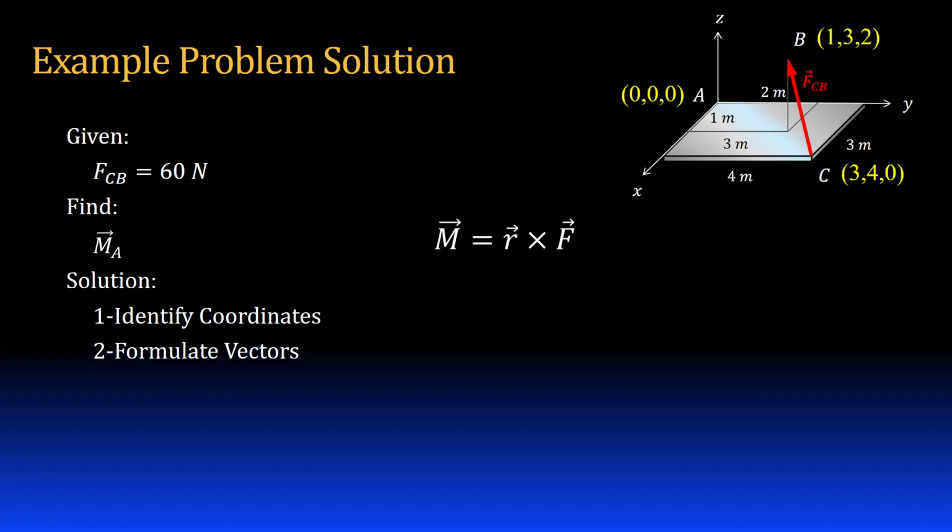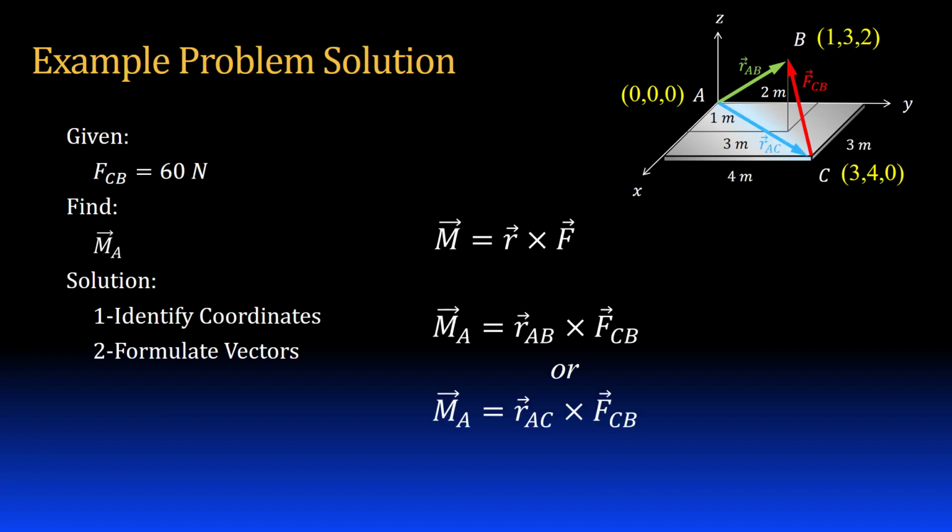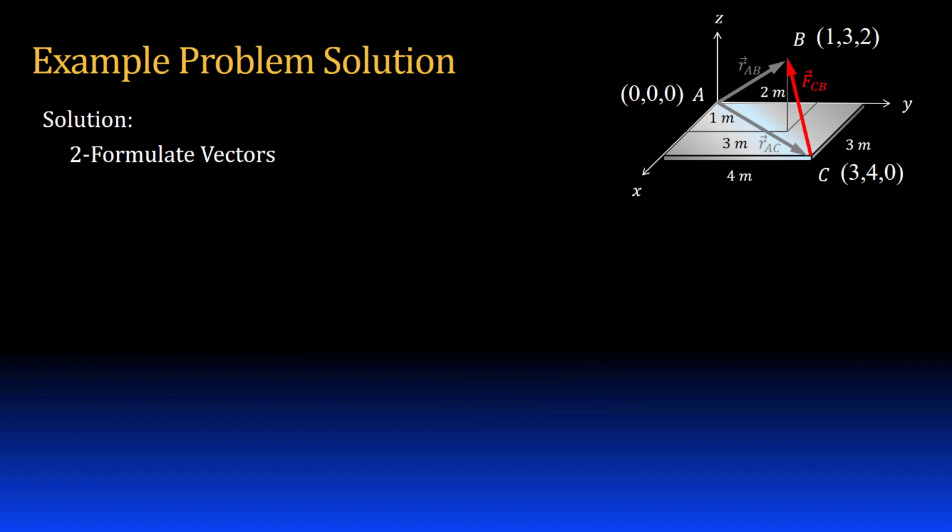I have two good options for my position vector. I can take it from A to B and cross it with F, or I can take it from A to C and cross that with F. Both of those will yield the exact same solution for the moment at A. Let's formulate the force and position vectors.